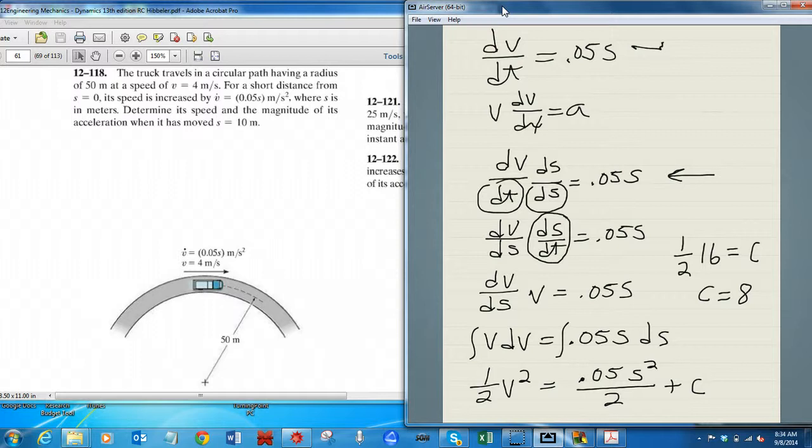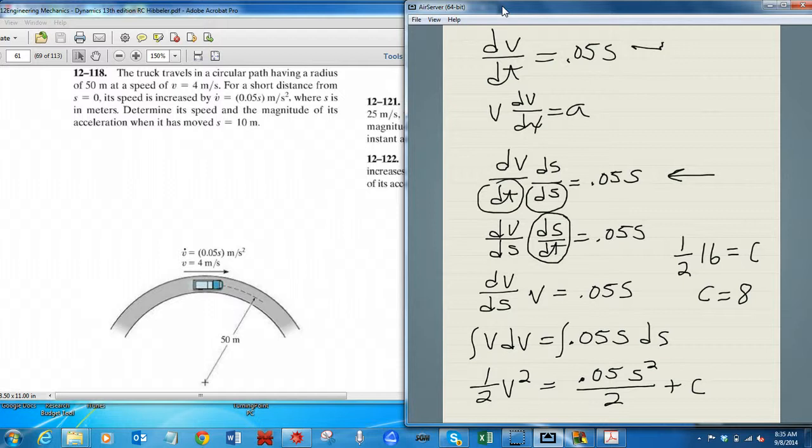Okay. I don't have a calculator. Can you punch it in? Let's see, S is 10, so I'm going to put a 10 in here. That's 100 over 2 is 50. 50 times 0.05 is 2.5. So 2.5 plus 8 is 10.5.